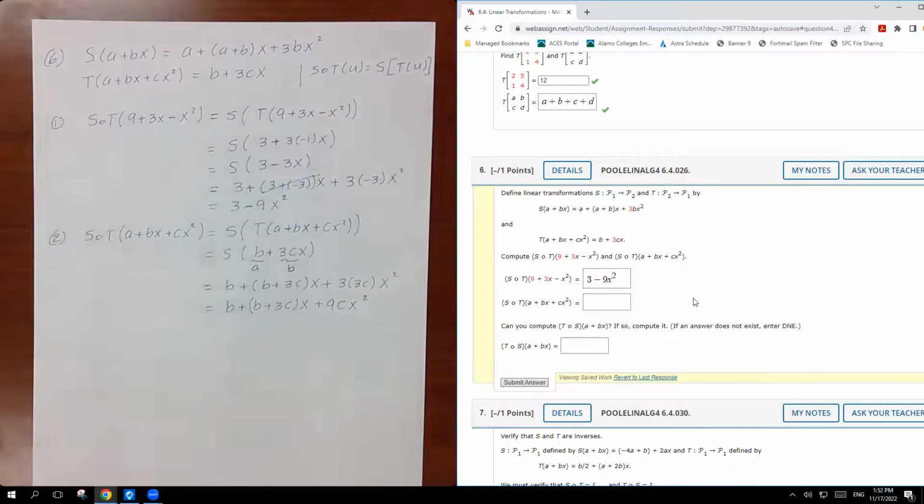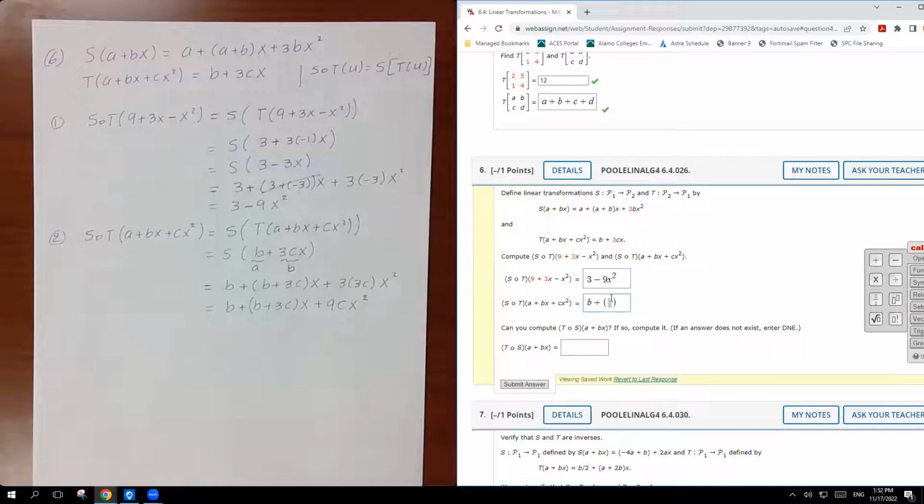So we're going to plug in on the second one. It is going to be B plus, in parentheses, B plus 3C for the X, and plus 9C X squared.